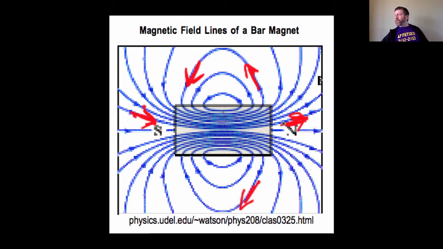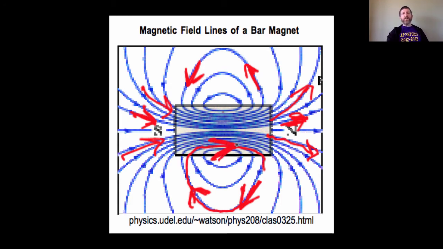So these magnetic field lines are pointed out of the north, and they're pointed into the south like this, and then they go all the way around in a loop like this one right here. Big loop, goes out of the north, back into the south, but inside the magnet, the loop direction continues from south to north.